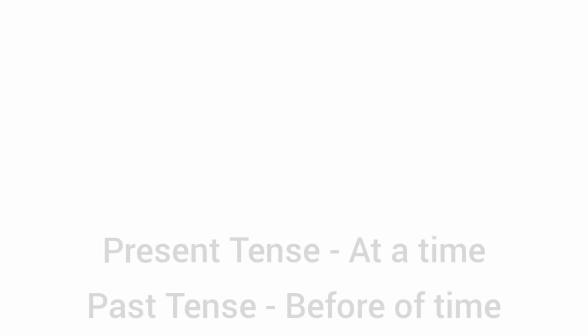As you know, in Marathi language, there are three tenses. As usual, we have three tenses in English grammar. They are present tense, past tense, and future tense. So, present tense is known as at a time, past tense is known as before of time, and future tense is known as after of time.